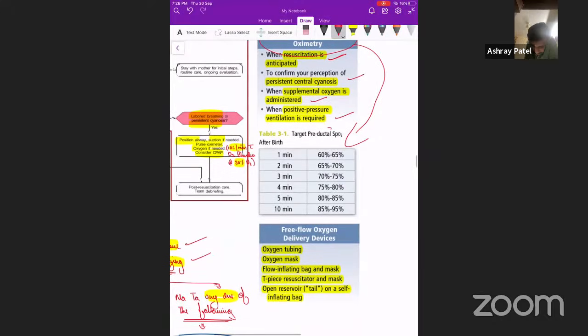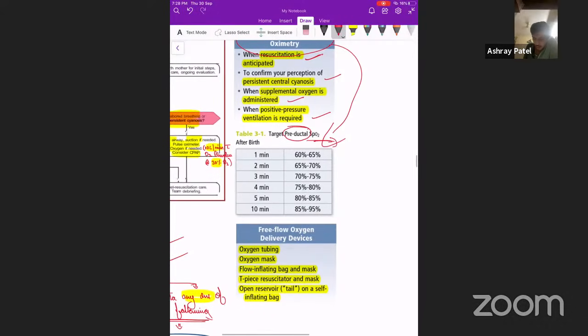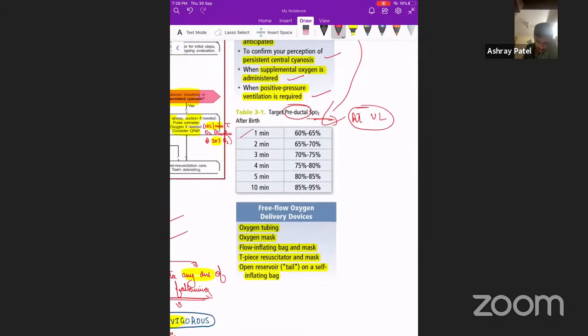As it is preductal, where should we put our pulse oximeter? To which of the 4 limbs do we put the pulse oximeter if we have to measure preductal saturation? Anyone would like to answer now? Since it is preductal saturation, we should put the pulse oximeter on the right upper limb. And this is the target concentration.